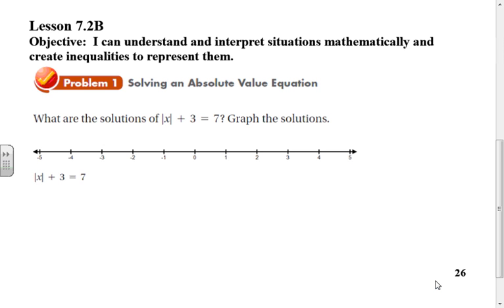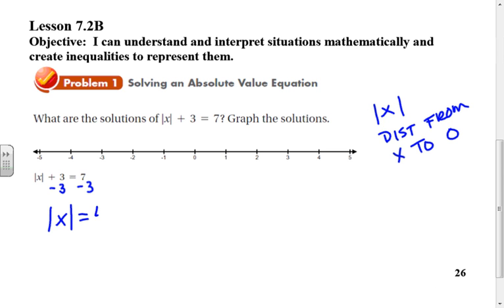We're going to start by just reviewing how you solve absolute value equations, and then we'll work into inequalities. But remember, the definition of absolute value means the distance. So if I write this, this means the distance from x to the origin, which is 0 on a number line. So when I solve this equation right here, absolute value of x plus 3 equals 7, first thing I'm going to do is isolate the absolute value. You always want to do that. So now I get the absolute value of x equals 4.